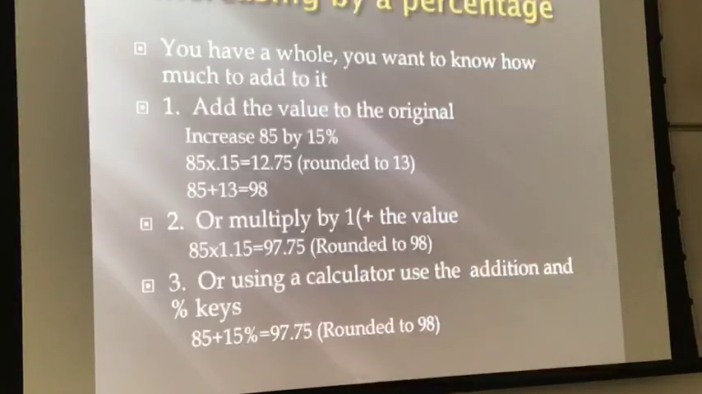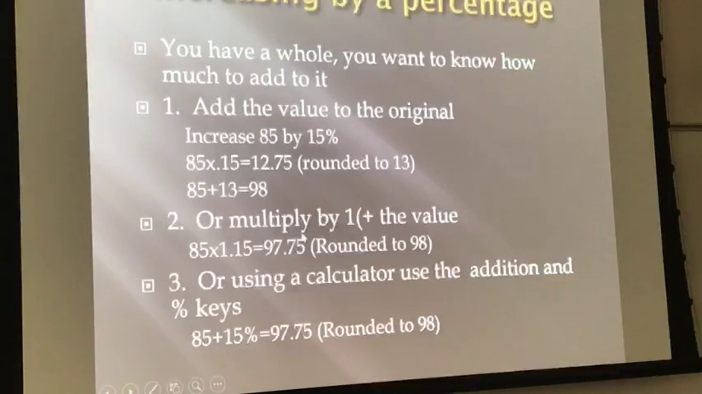So you have a whole, you want to know how much to add to it. Add the original value. Increase 85 by 15%. You could do that in one of two different ways. Either you, and this is a step you're usually going to miss, 85 times 0.15 would give you roughly 13. Where you're going to have a tendency to stop is right there, but you're increasing by a percentage. So you've got to add that 85 back in and it brings you to 98. Or I find the easiest way to do it is to just go 1.15 and it'll give you the result right there.